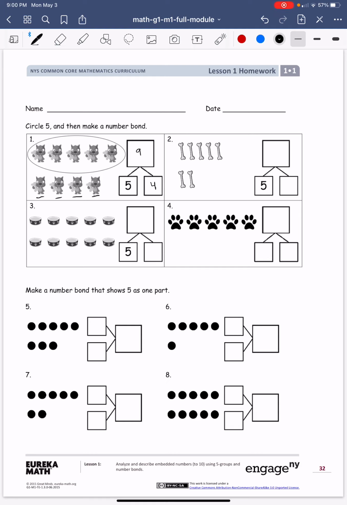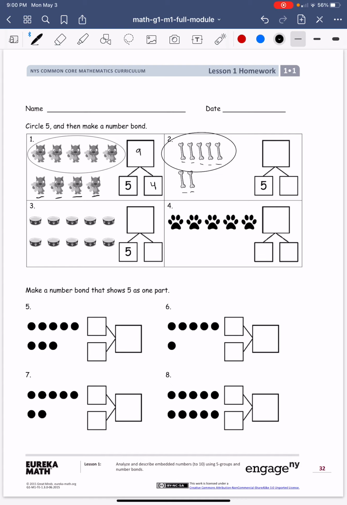The next one, let's count. 1, 2, 3, 4, 5. Let's circle it. The reason why I circled this is because when I counted it, I got 5. The 5 is already in the number bond, so all you have to do is fill in the other part. Why don't you count? 1, 2. Yay, you did it.